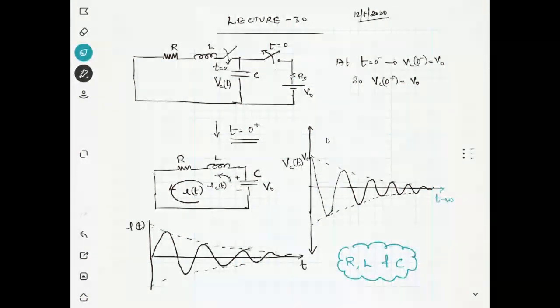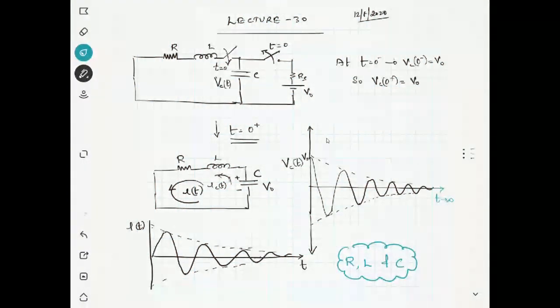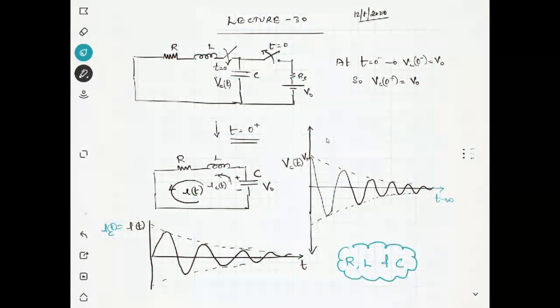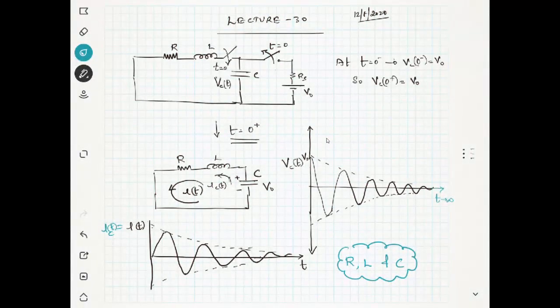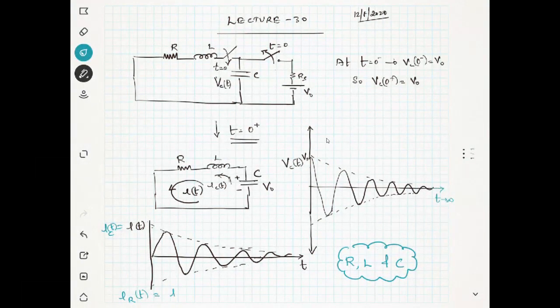Is the current decaying in the inductor? The current is decaying throughout the circuit. Throughout the circuit, you can see the voltage is decaying, so the current also will decay. Inductor current will be equal to the current in the circuit because everything is in series. So all the current will be the same. Inductor current will be equal to resistor current.